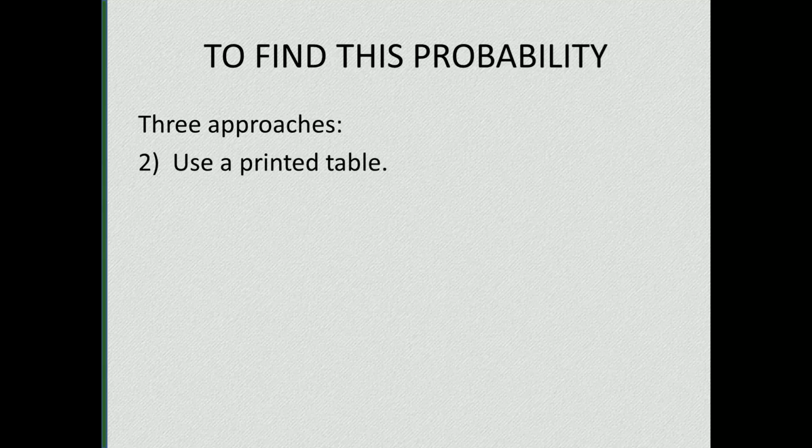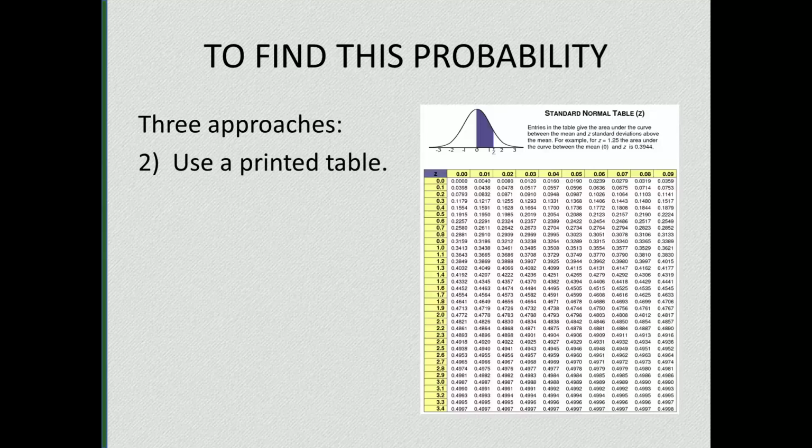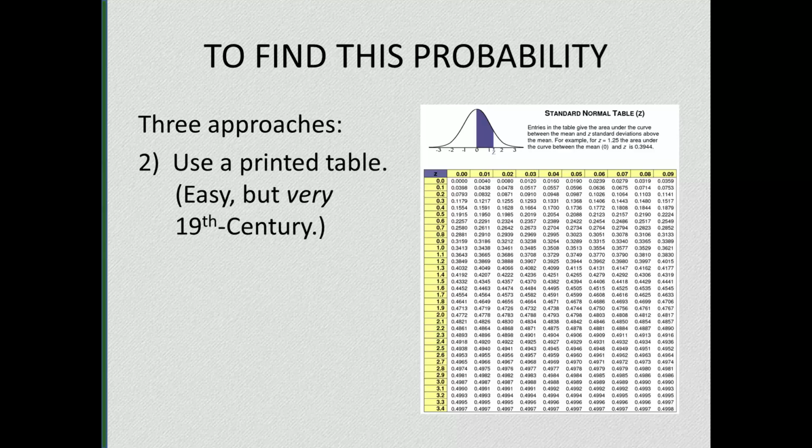Second thing we could do is use a printed table. Some of you may have had an introductory statistics class in high school and you saw something that looked like this. You looked things up in a table. Now that's a pretty easy way of finding normal probabilities, but it's also a pretty 19th century way of doing this. This is a legacy of the bad old days before everybody had very accessible computational technology. If you know how to use one, go with it, run with it. I'm fine with it. However, it is a bit dated.